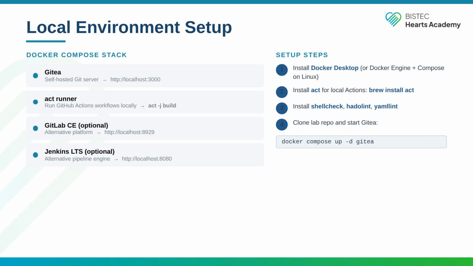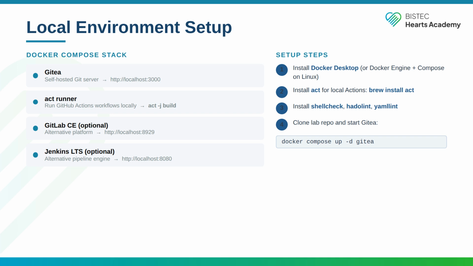The lab runs entirely on your machine via Docker Compose. No cloud account needed. Gitea gives us a self-hosted Git server. ACT lets us run GitHub Actions workflows locally. We have optional GitLab and Jenkins containers for platform comparison.